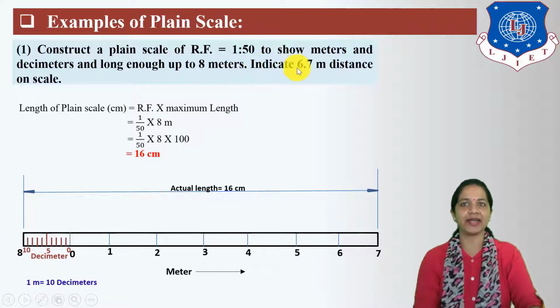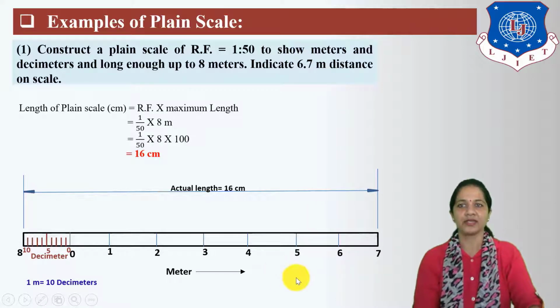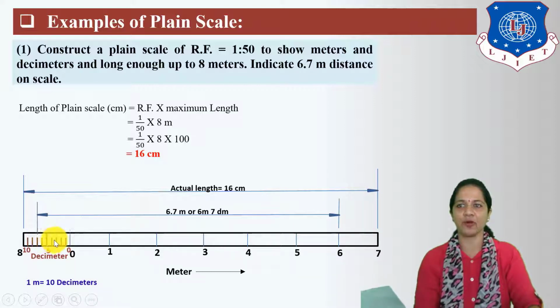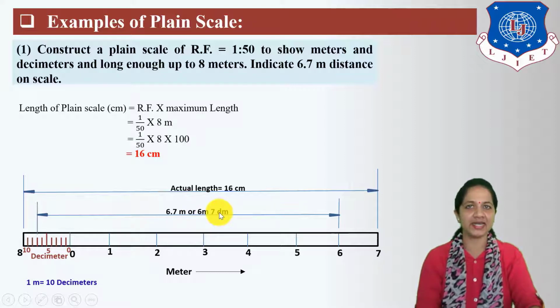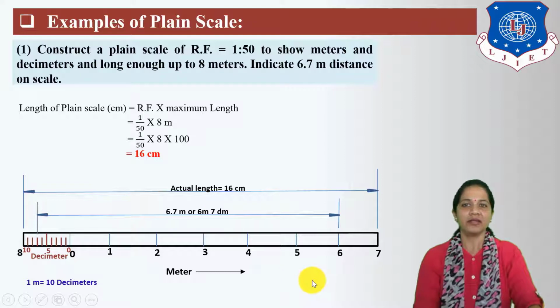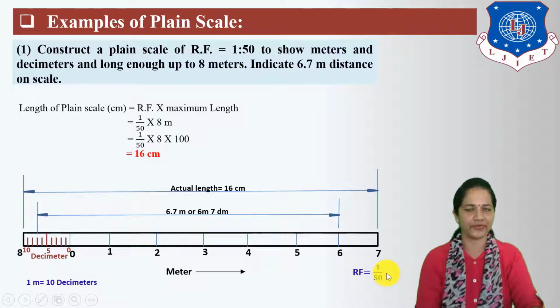As per the given data, indicate a 6.7 meter distance on this scale. So 6 meter and 7 decimeter. Take the 6 meter distance up to the 6th division, and take 7 decimeter from the subdivision: 0, 1, 2, 3, 4, 5, 6 and 7. Indicate here 6.7 meter distance, or 6 meter 7 decimeter. At last, mention the RF. The RF for this plane scale is given as 1:50.